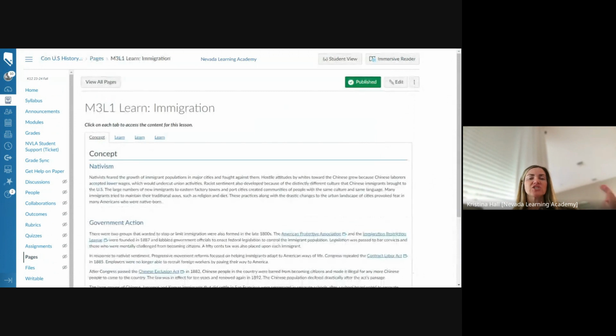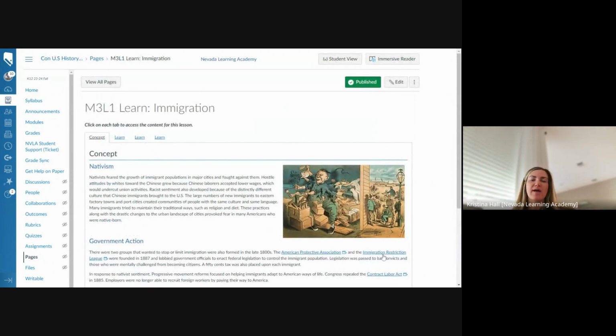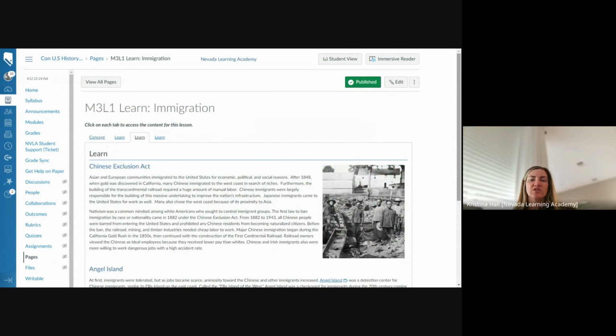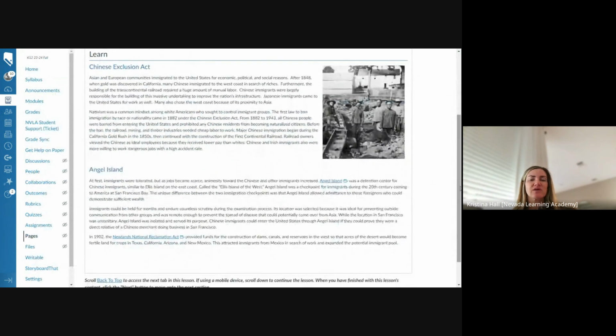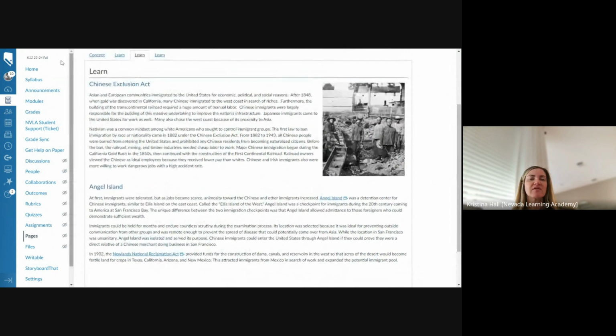And again, each section should correlate with, each tab should correlate with the notebook. Okay, so as you go through, all right, it's going to look at some examples of when we have restricted immigration and why we did that, and was it for a good reason or not? Was that something we should have done or we shouldn't have done?